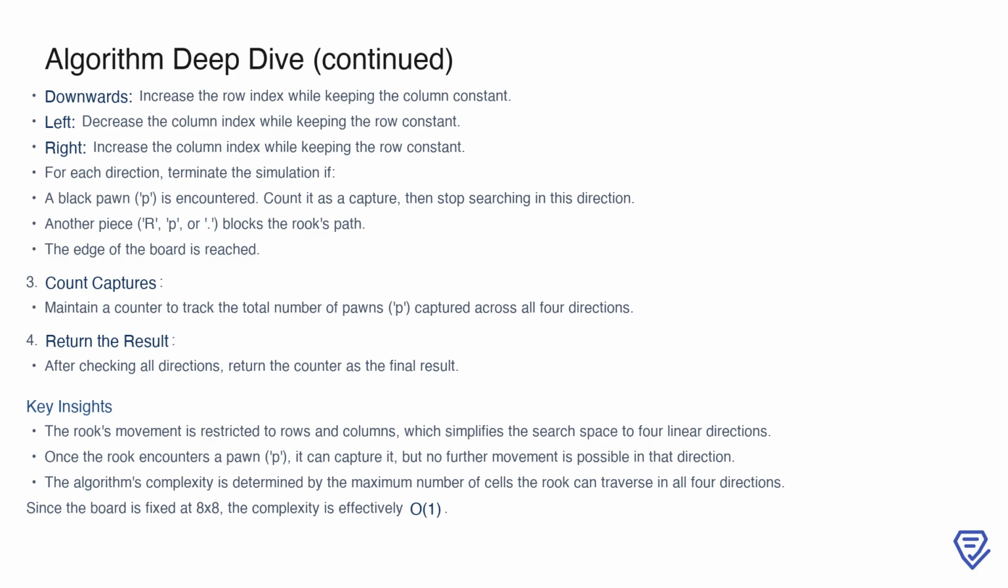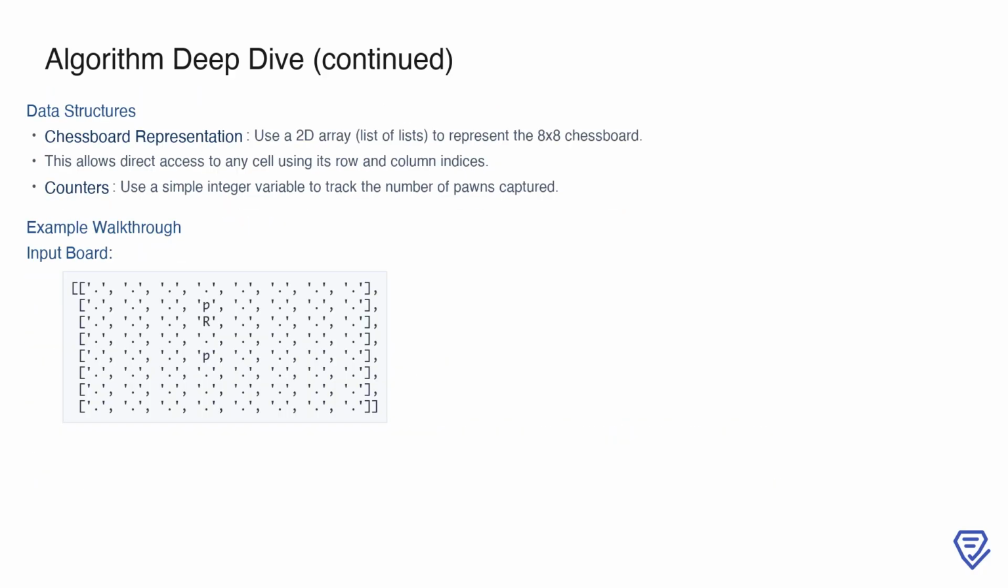To track the total number of captures, we maintain a counter that increments each time a pawn is captured. After exploring all four directions, the value of this counter will represent the total number of pawns the rook can capture, and this value is returned as the result. It's important to note that the rook's movement is constrained to rows and columns, which simplifies the problem to just 4 linear searches. The chessboard is represented as a two-dimensional array, which allows us to directly access any cell using its row and column indices. This representation is both intuitive and efficient for simulating the rook's movement. To count the number of pawns captured, we use a simple integer variable, incremented whenever a pawn is successfully captured.